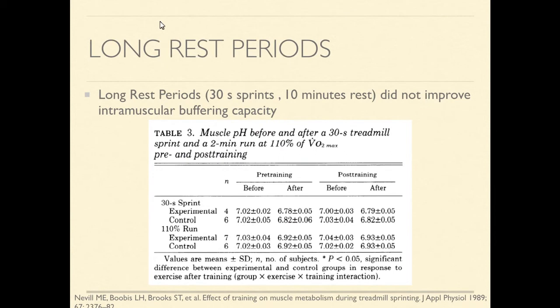So we have a study here where they do long rest periods. They did 30-second sprints with 10 minutes rest. What you're seeing here is intramuscular buffering capacity before, as you see, is 6.78. And we look after, that's intramuscular buffering capacity, no change. So the problem is you might increase VO2 max, but if you're resting too long, you don't increase buffering capacity. And we also need to clear hydrogen ions, for example, from repeated sprints. It's not just VO2 max, it's not just PCR recovery.